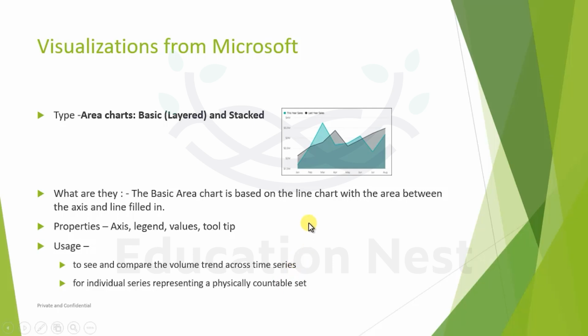We move to our next chart, which would be area charts, basic layered or stacked chart. This basic area chart is based on the line chart with an area between the axis and line filled in. So what it tries to tell you is this is one line chart based on one particular value. This is another chart based on another particular value, and the area below it is colored. So this will clearly tell you what is overlapping and what is not overlapping.